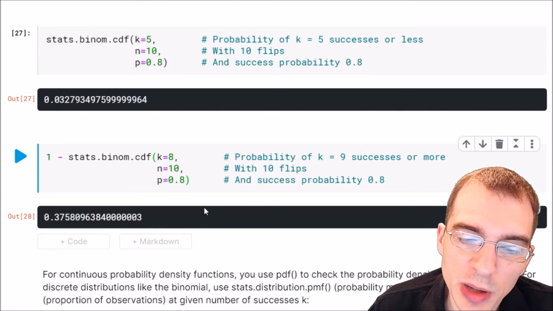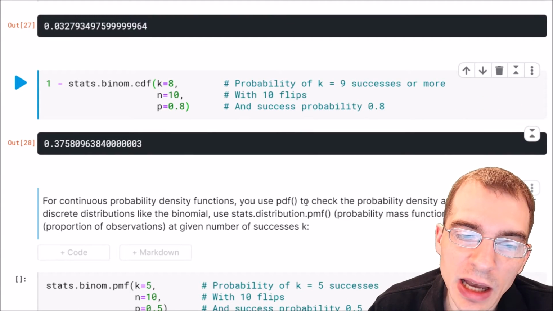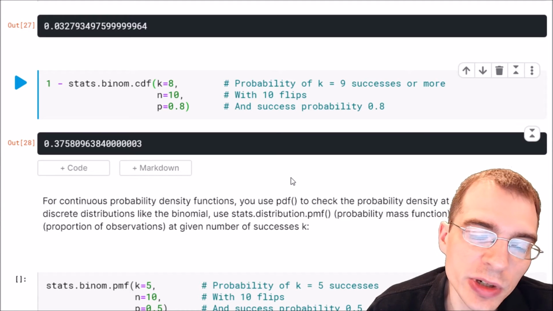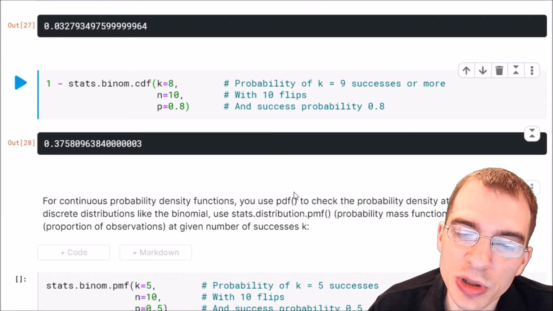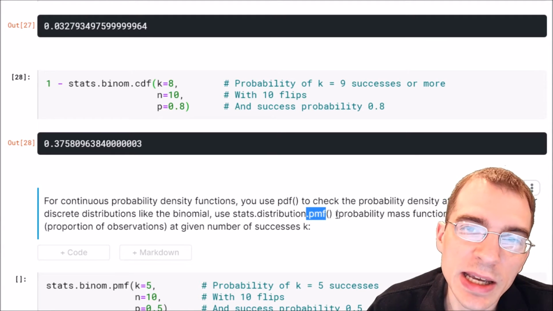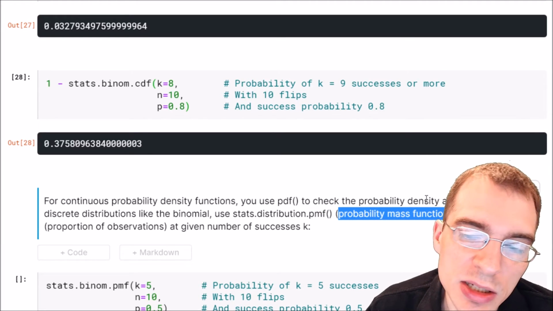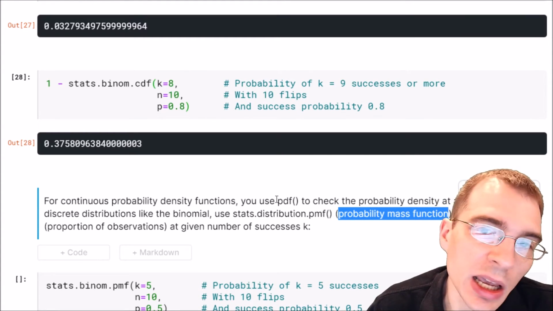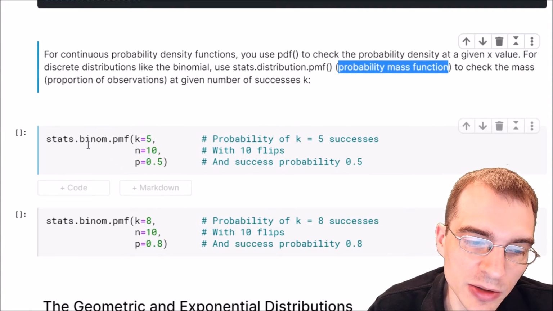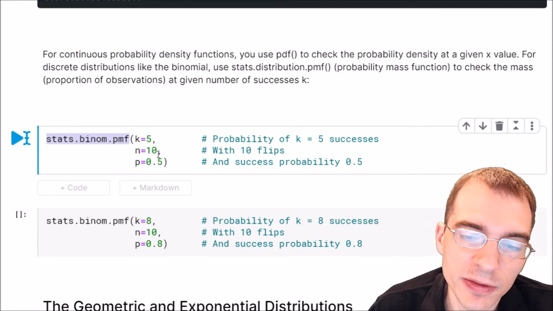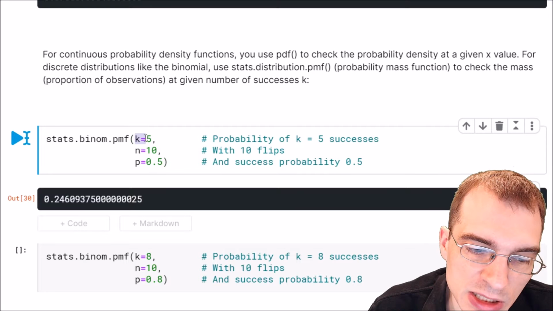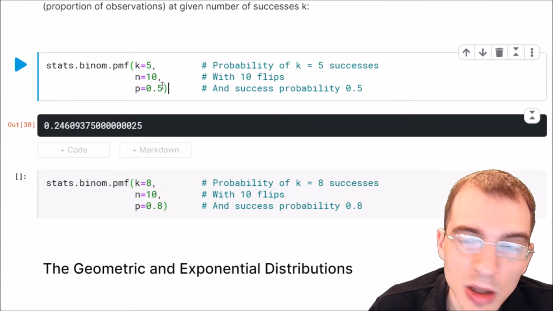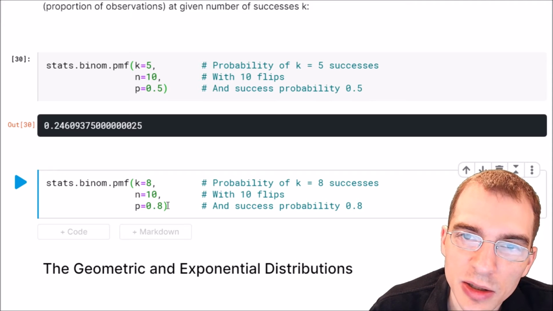Now for the continuous probability density functions, you use PDF to check the probability density or the height of the curve at a given x value. But for discrete probability distributions like the binomial distribution, you instead use .pmf, which stands for probability mass function, which checks the proportion of observations or mass of observations at a given number of successes k. So we can do that here for some different values. We just use stats.binom.pmf. So the probability of getting 5 successes when you're flipping a fair coin 10 times is about 25%. We saw that in the plot earlier. We could also run this with k equals 8 on our shooting example.